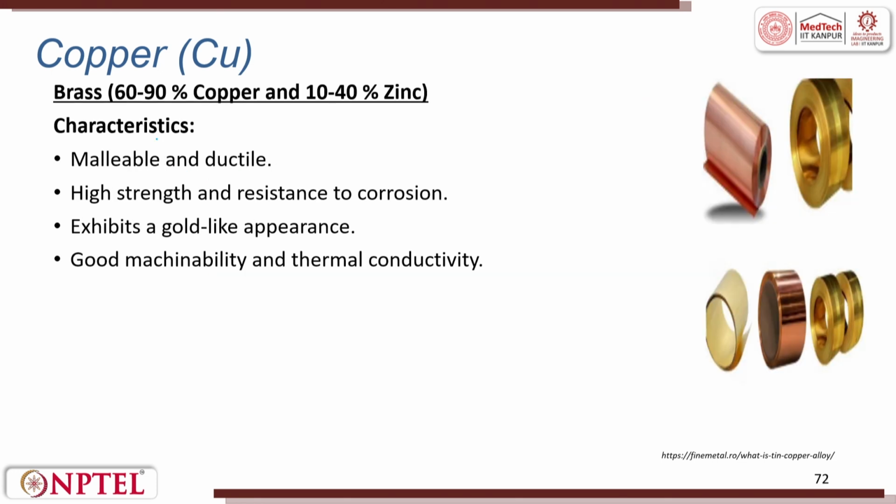Brass, which is a combination of zinc and copper. So, 60 to 90% copper, wherein 10 to 40% can be zinc. It is malleable and ductile. We make brass statues, small Murti statues, whatever we make of God or Sardar Vallabhbhai Patel or whatever it is, malleable and ductile, Mahatma Gandhi.